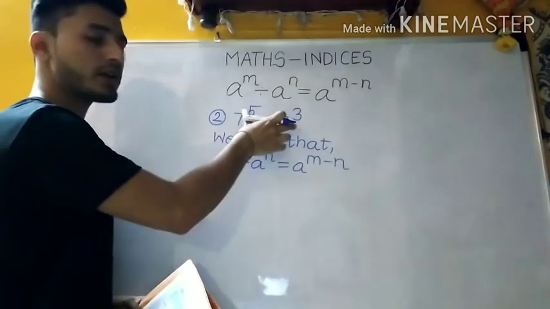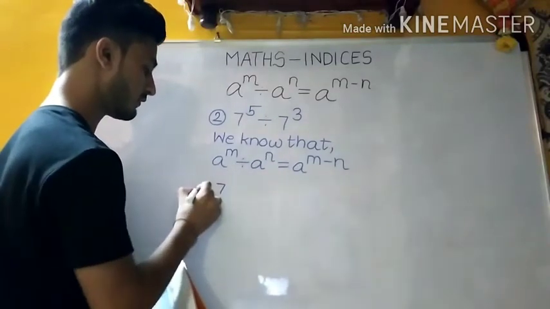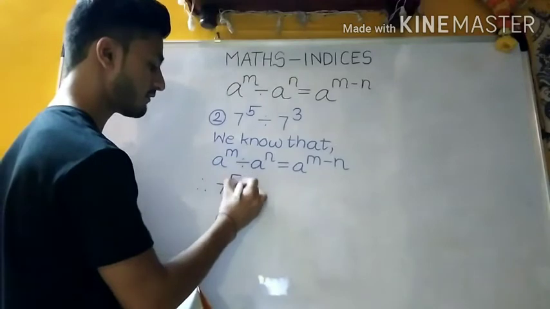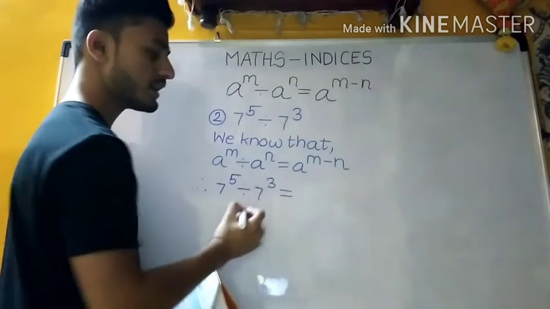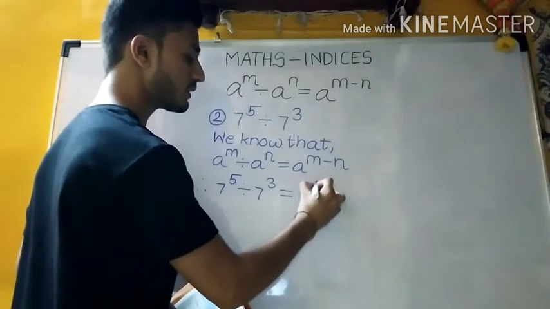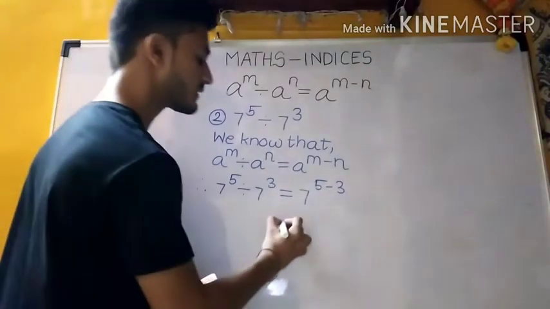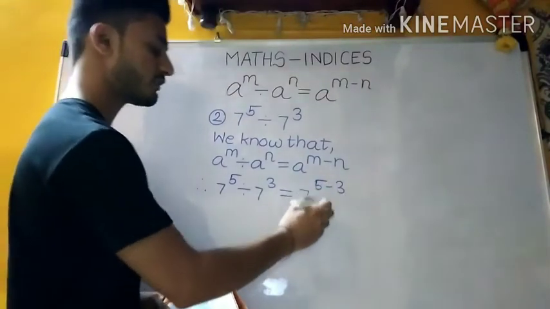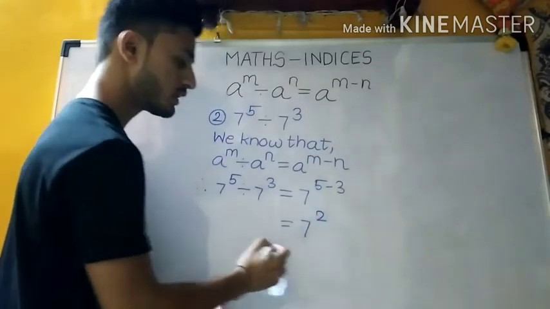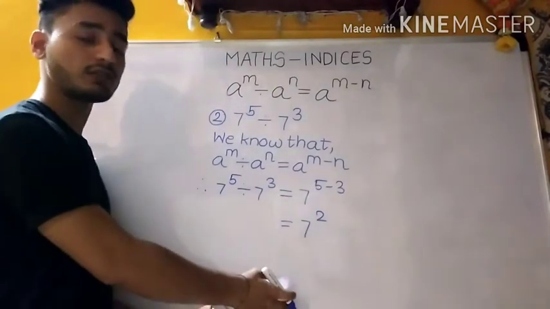Now we'll write the question in the form of the formula. Therefore, 7 raised to the power 5 divided by 7 raised to the power 3 is equal to 7 raised to the power 5 minus 3. It is a simple subtraction. So 5 minus 3 is 2. Now we will not stop here. We are going to solve it further. We are going to find the value.